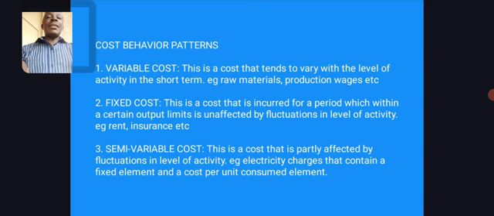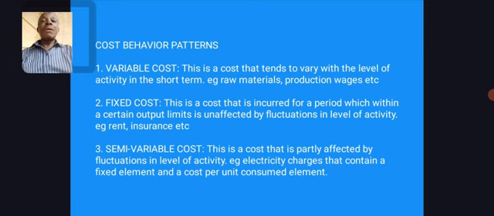Now, let's look at the second cost behavior pattern, and that is fixed cost. What do we mean by fixed cost? Fixed cost refers to cost that is incurred for a period, and within a certain output level, it tends to be unaffected by fluctuations in the level of activity. What do we mean by this? We mean that with a fixed cost, irrespective of the level of activity, as long as it's still within the same range of activity in the short term, the cost will remain unaffected.